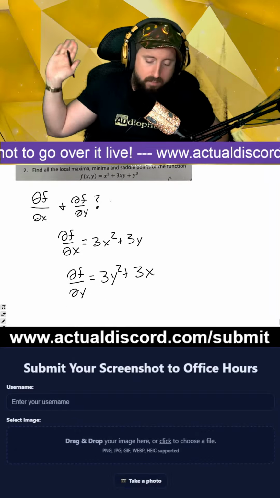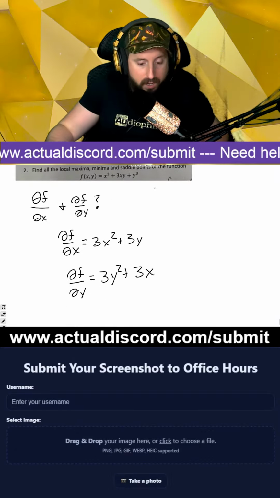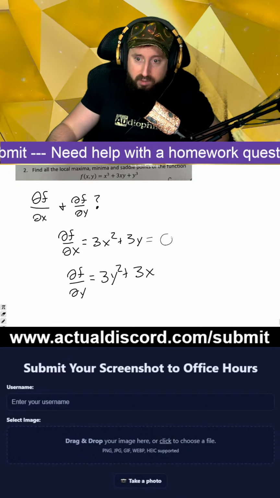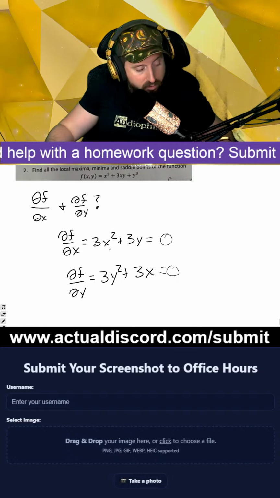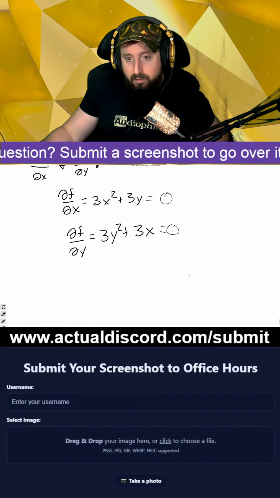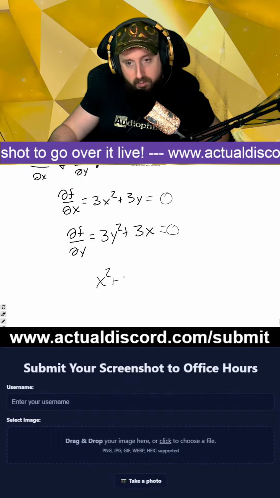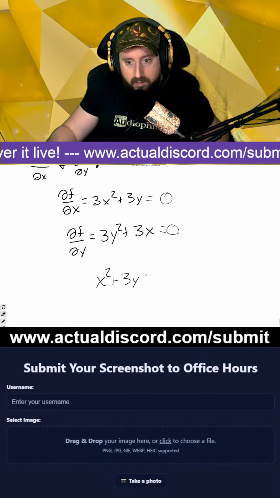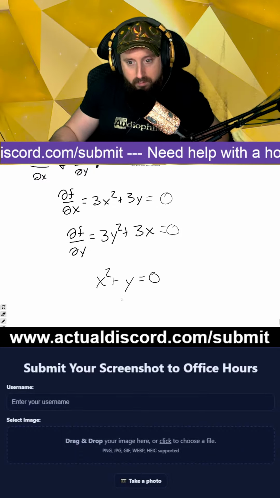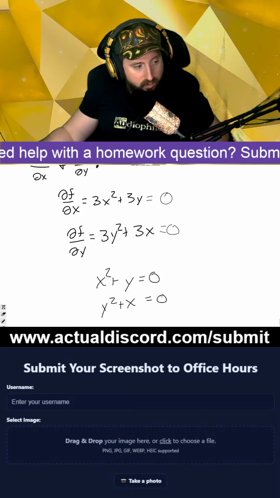Okay. From what I remember from doing one-dimensional things, I always need to find critical points, which is where the derivative is equal to 0. So I need this to be equal to 0 in both cases. I notice there's a 3 on each, right? So I can just pop all the 3's out. Okay. So that tells me x squared plus y is equal to 0, and then y squared plus x is equal to 0.